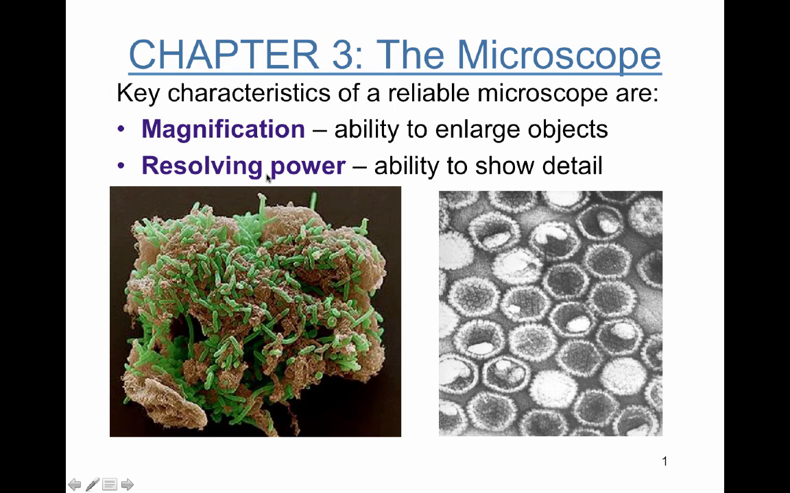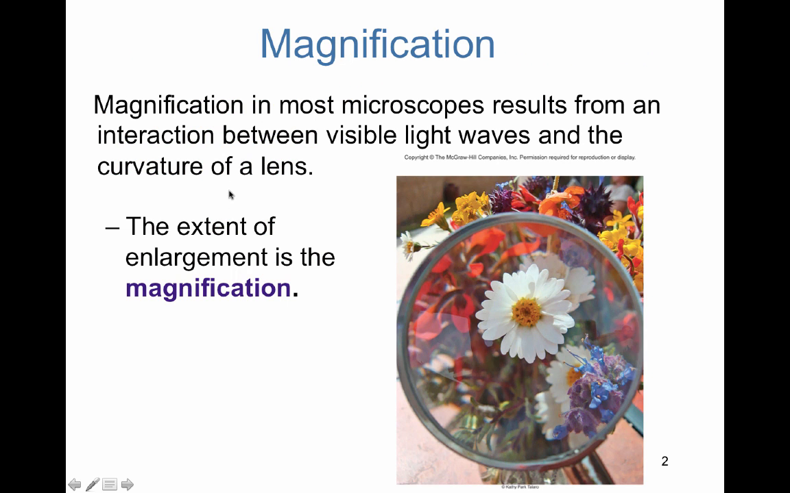Resolving power is referring to how much detail the microscope actually offers. And as we're going to see, depending upon whether you're using a light microscope or an electron microscope, electron microscopes provide not only greater magnification, but also a lot more detail. So again, magnification is just enlarging the size of an object. And magnification in most microscopes results from an interaction between visible light or electrons and the lens.